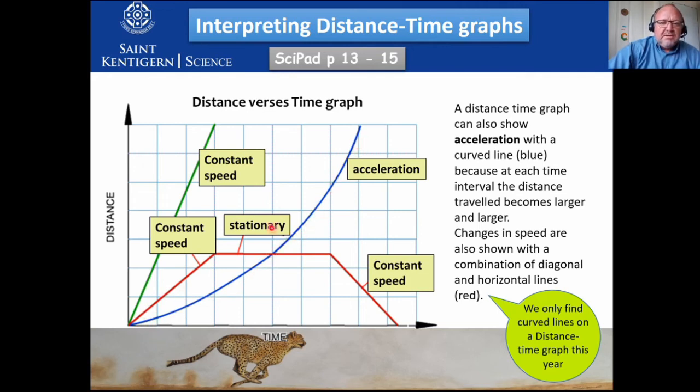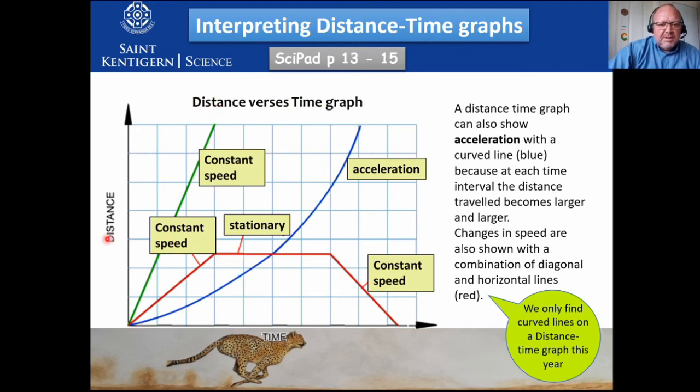That is called acceleration. And remember, when you flip this over, it could have gone so that as time goes on it goes slower and slower and slower. That is deceleration. So by looking at the curve of a distance time graph, you can see if it is accelerating or decelerating, or if it's a constant speed.